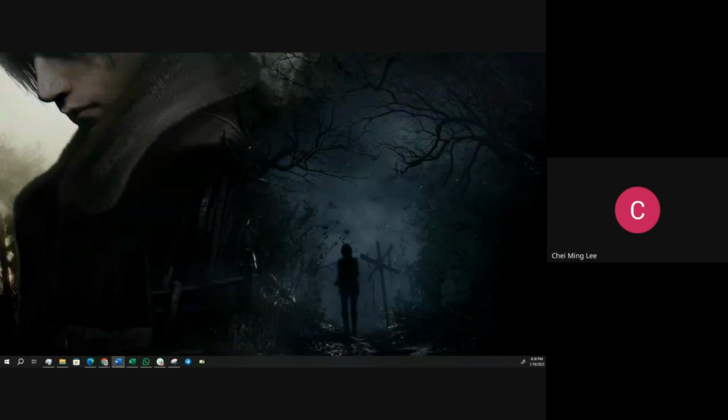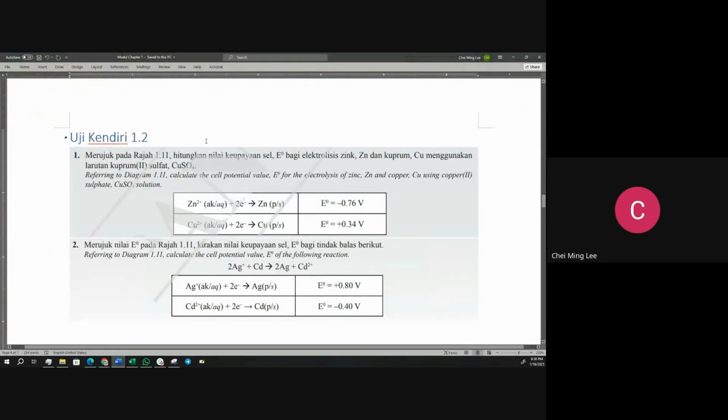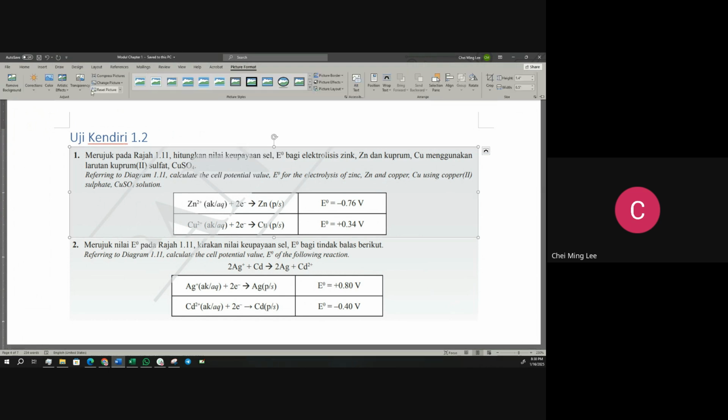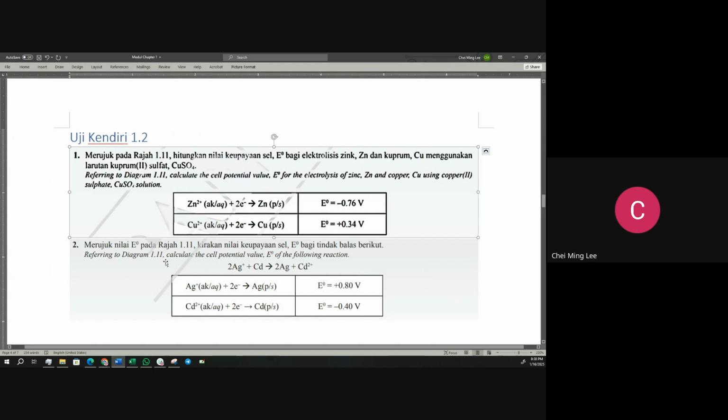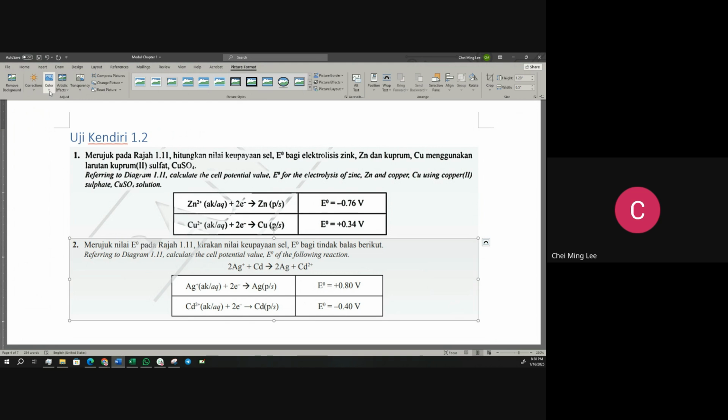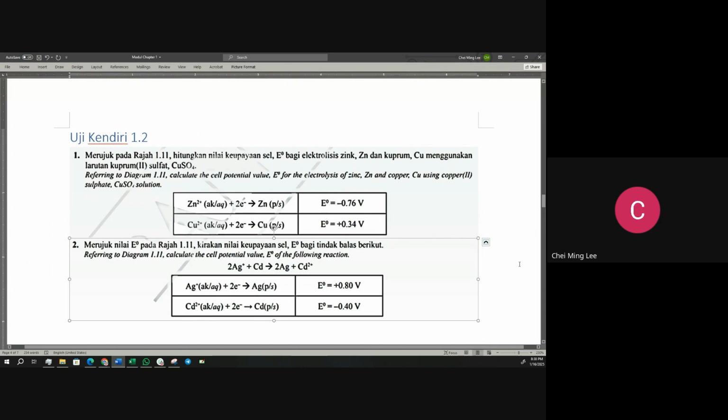So try this. I try to change the color because the color doesn't seem right. Try to do these two questions.